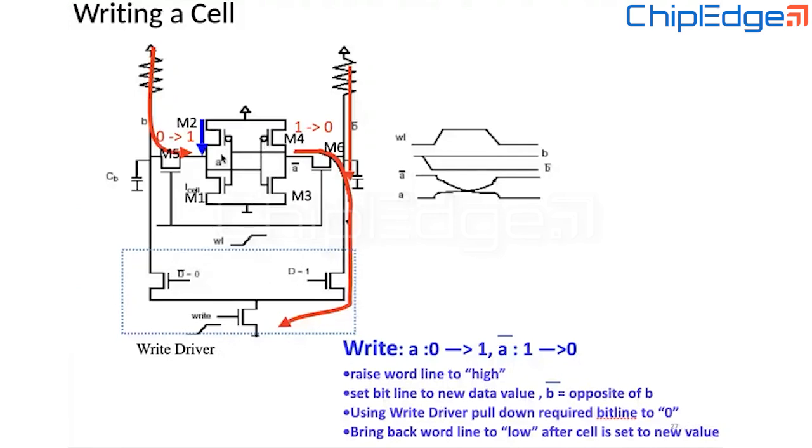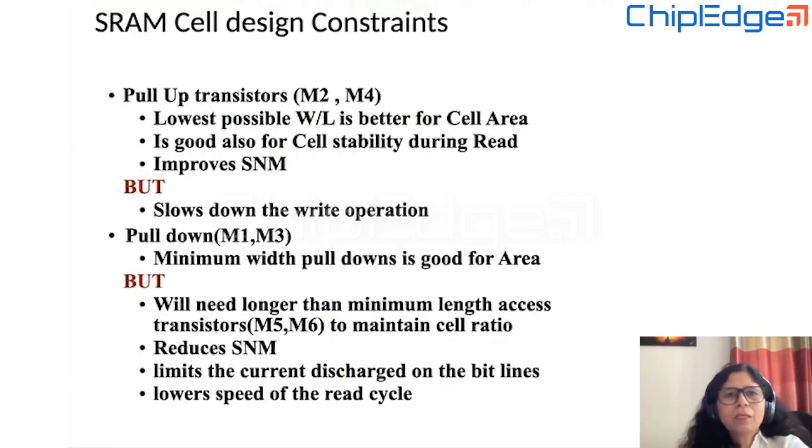If this is too weak, then this doesn't provide any help when I'm trying to make this zero to one. So my write could become slower. So it badly impacts my write margin, right? Slows down the write operation.